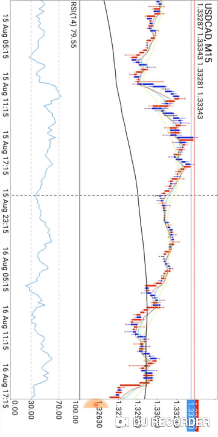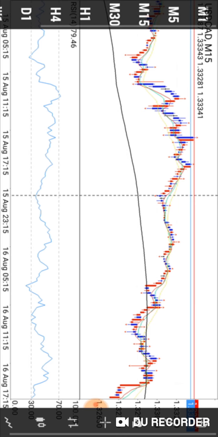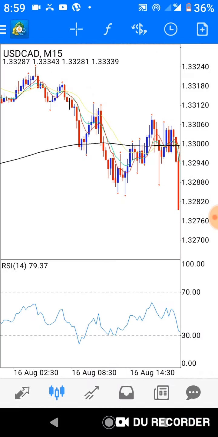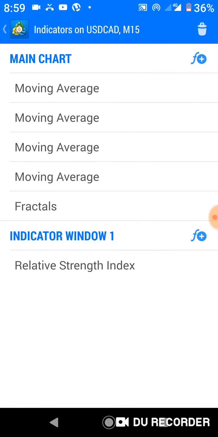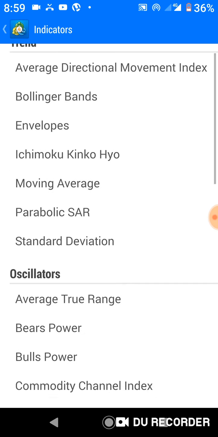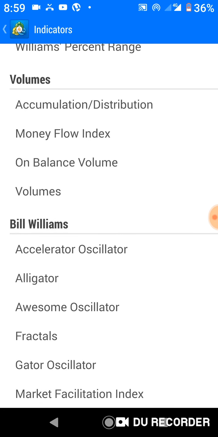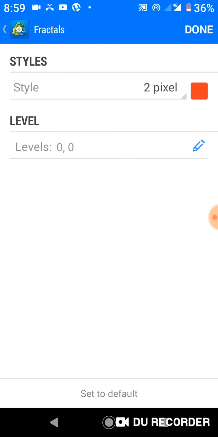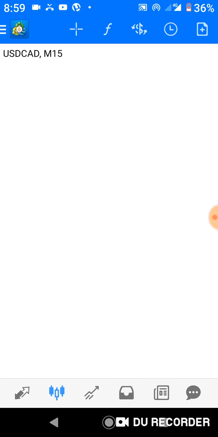There's one other indicator that I didn't add the other time. It's called fractals. So I'm going to show you how to add the fractals. You click on the screen, go to the F icon, and click on add main charts, the F sign with a plus. Then you scroll down and you see fractals there. Click on it. The style, leave it at 2 pixels. The color, leave it at red. Then you click on done.